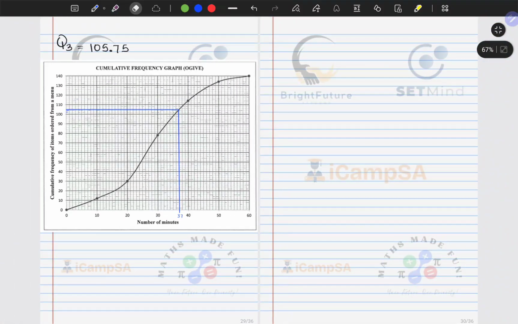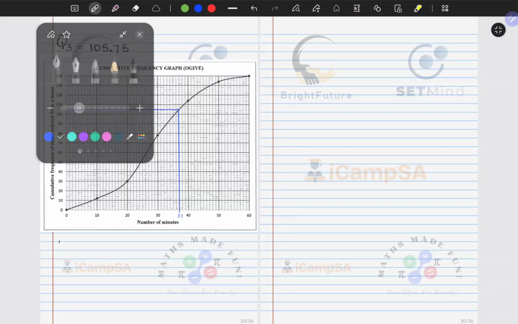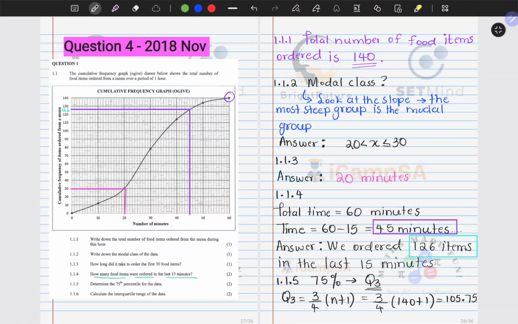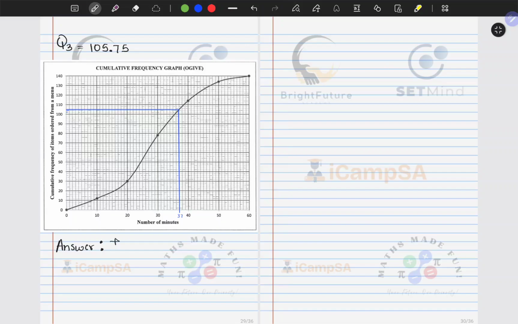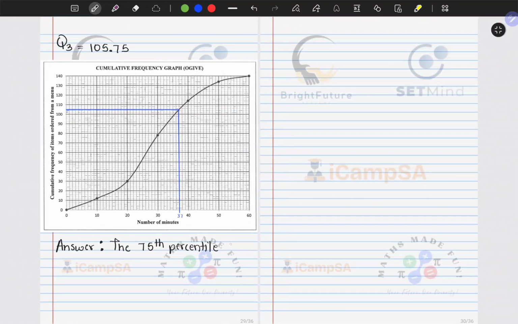So our answer to this question is, what was the question? Determine the 75th percentile. So what we can say is that the 75th percentile, if you observe carefully, is 37 minutes. That's it.